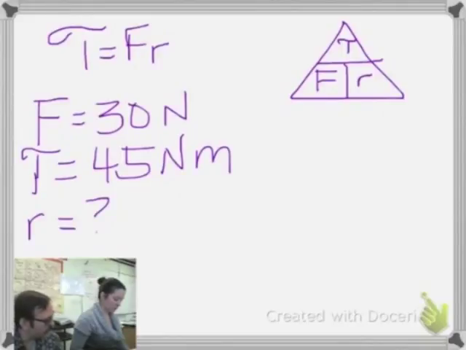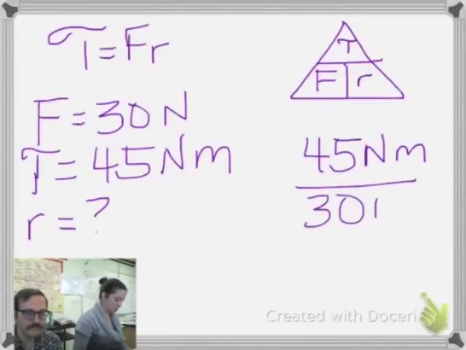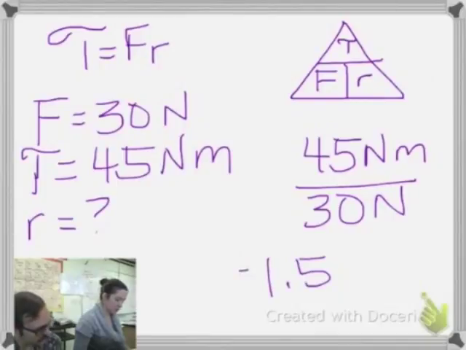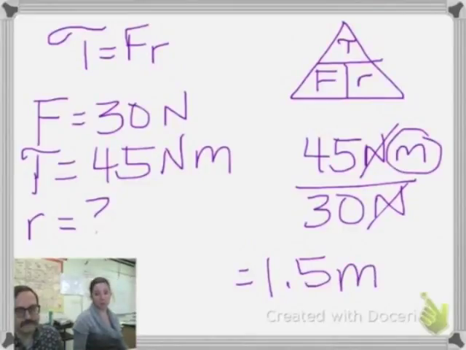Now we're looking at our triangle, solving for the radius. So we've got torque divided by force. Torque is on top: 45 Newton meters over our force, which is 30 newtons. 45 divided by 30 is 1.5. So this is our radius. Radius is a distance. If you look at the units, our newtons are going to cancel, so all we're left with unit-wise is meters. That makes sense. If radius is a distance, meters is a distance unit, that's what our answer is going to be in.